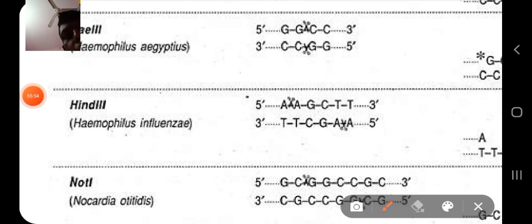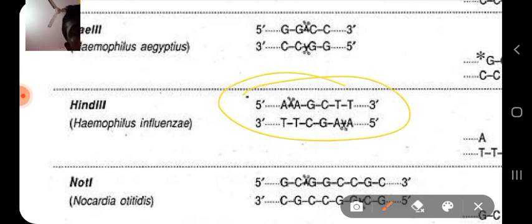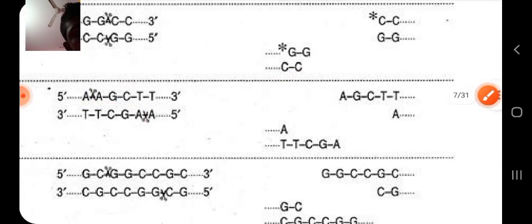Then comes HindIII. H for Haemophilus, IN for influenzae, Haemophilus influenzae. D refers to the strain number, and III refers to the third restriction enzyme which has been discovered. It actually identifies this sequence, AAGCTT, AAGCTT. Its complement will be TTCGAA, and it cleaves between A and A in both the strands, producing sticky ends. You can see it has an overhanging end.